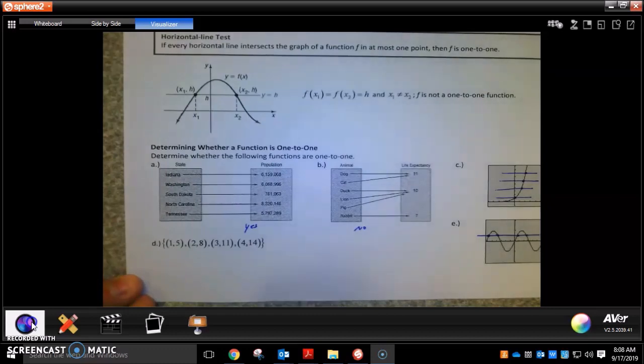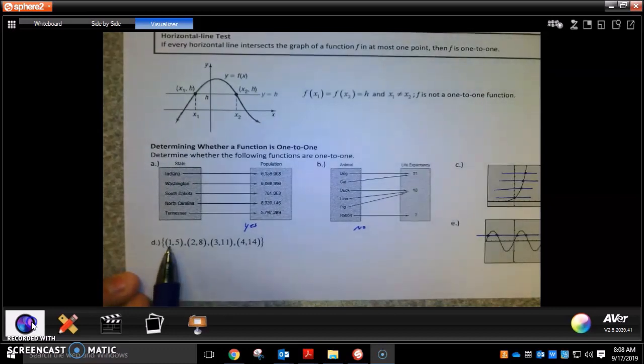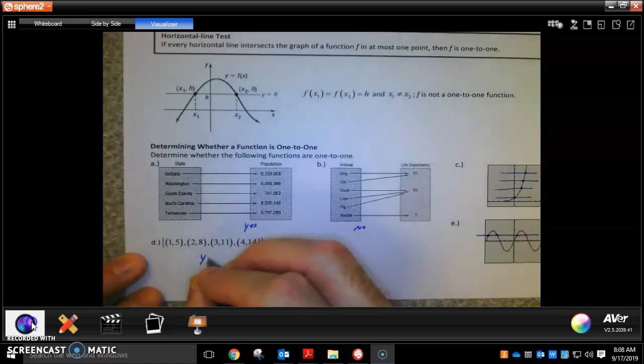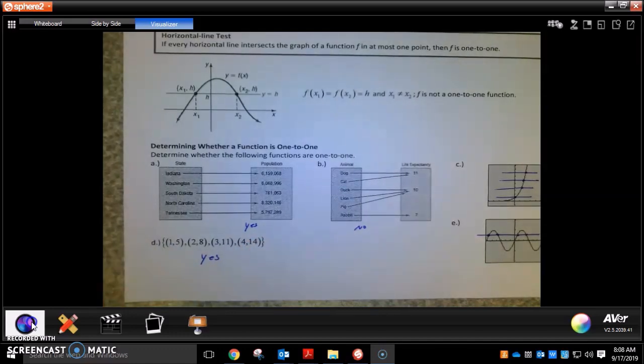When you're looking at ordered pairs, you need to make sure the x's don't repeat. That'll make it a function. But you also have to make sure the y's don't repeat now. So every x has to have a unique y. So this one would be, yes, that is a one-to-one function.